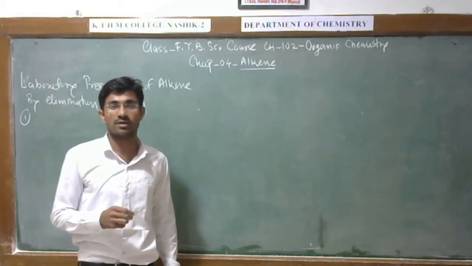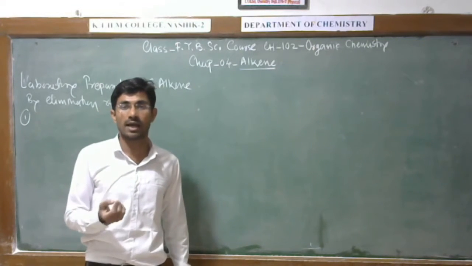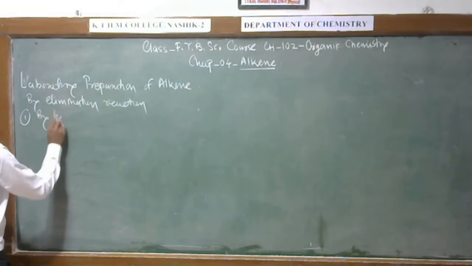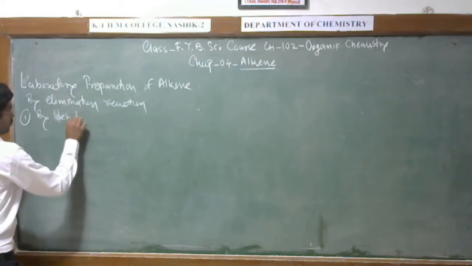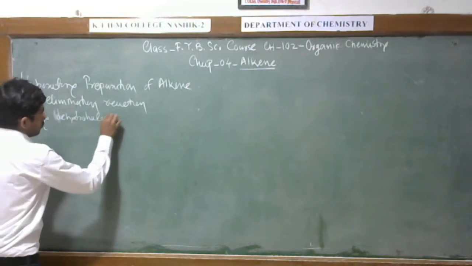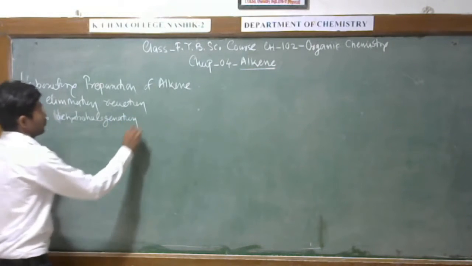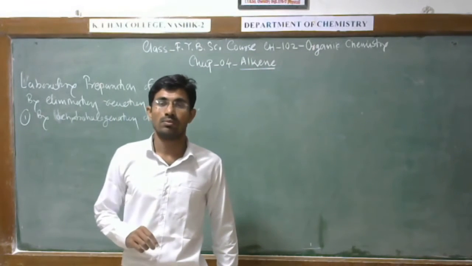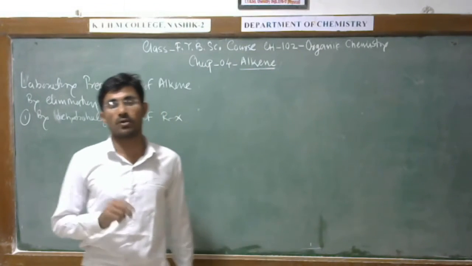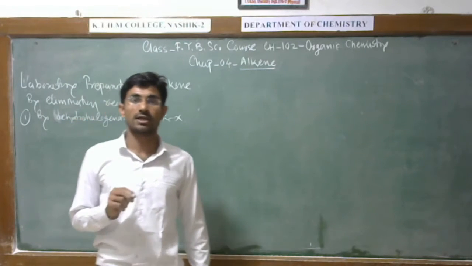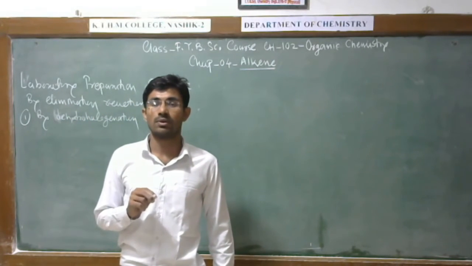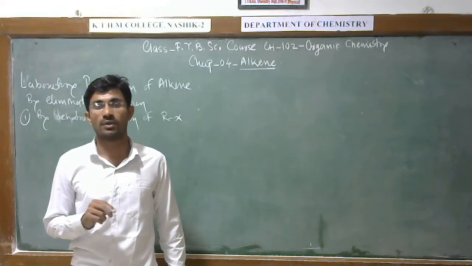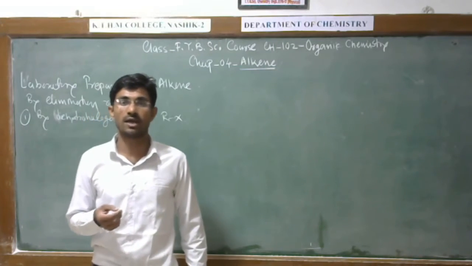By elimination reaction, the first is the formation of alkene from alkyl halide by dehydrohalogenation reaction. So when an alkyl halide compound undergoes reaction with a strong base like alcoholic KOH or sodium amide, it undergoes elimination reaction and forms the alkene compound.